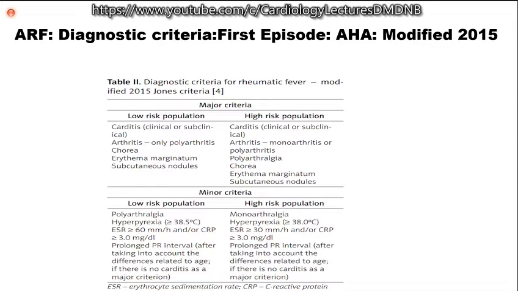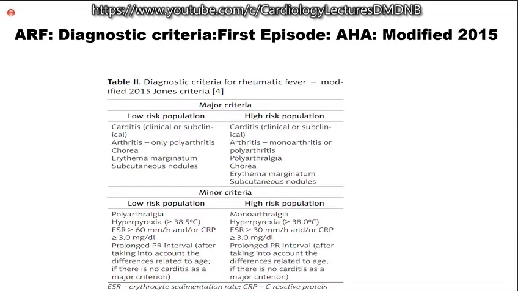Okay, so clinical or subclinical carditis in the low risk population. Arthritis, only polyarthritis. That's the most important point. They consider only polyarthritis as the diagnostic criteria for acute rheumatic fever in the low risk population. Chorea, erythema marginatum, and subcutaneous nodules. So the main difference here is that subclinical carditis is also included as a major criteria.